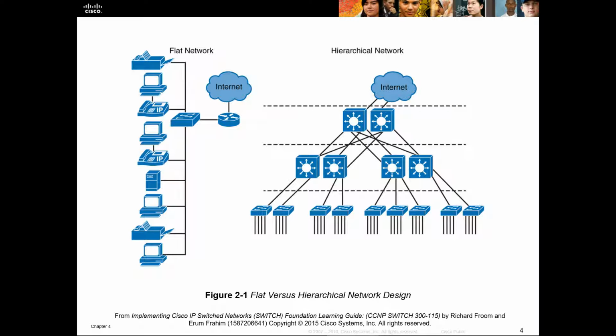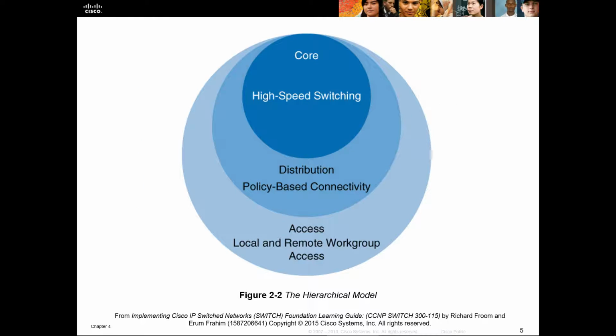Our general hierarchy is going to be a three-tiered system: access, distribution, core. And we compare that against a flat network. With this structure, we can grow. It's flexible. With a flat network, growing is an issue. Security is an issue. Scalability is an issue. That's why the hierarchy model has become the premier structure for switched environments.